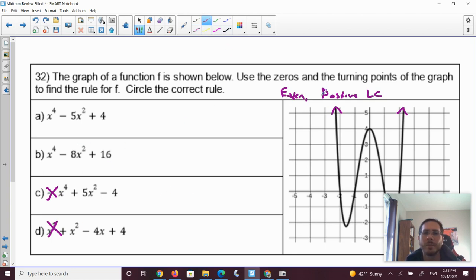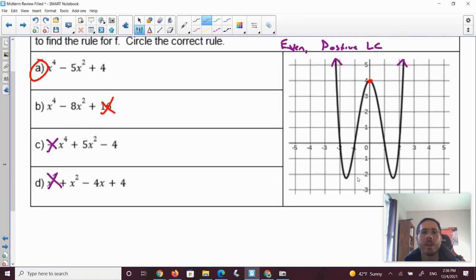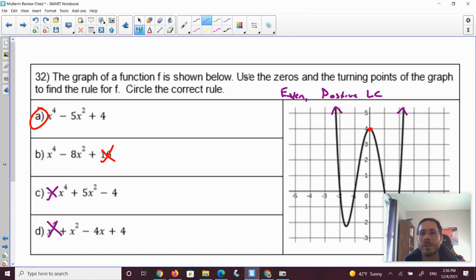Instead of using the zeros, I'm also just going to use the y-intercept. It's 4. I know the answer is A. So that's pretty quick. If you want to do it on your calculator, it's going to take a while because you might need to check a couple of the answers just to see which ones actually match up with the zeros themselves. But that one's pretty quick with the end behavior and the y-intercept.